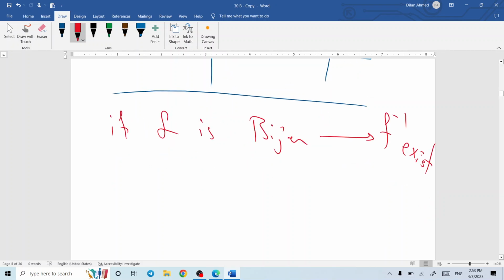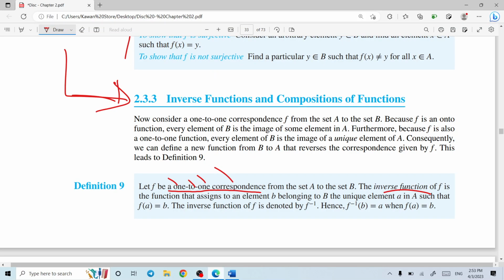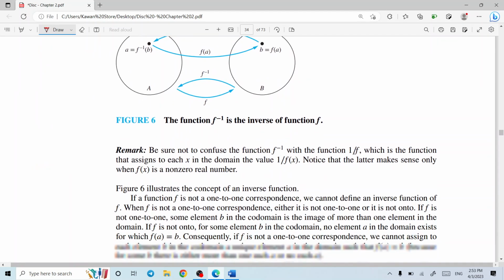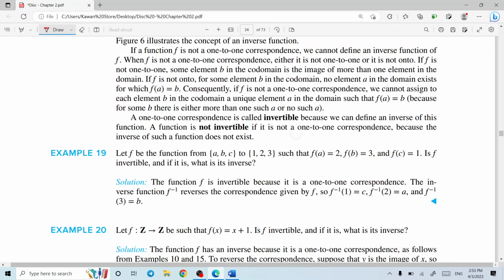So, if I want to check whether a function has an inverse or not, I should check two things. First, show one-to-one. Second, show onto. Then we have an inverse. You say, yes, the inverse exists. Understood? Okay.